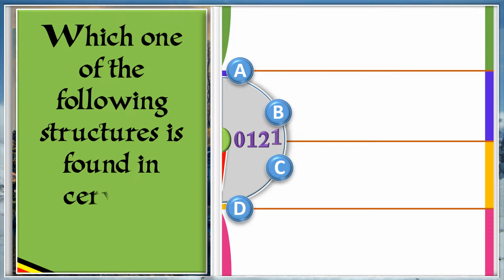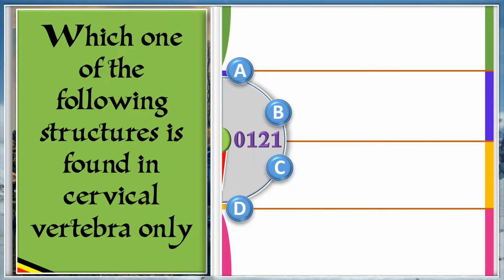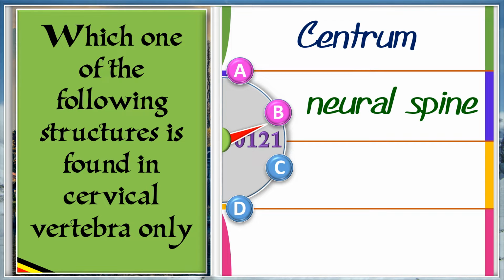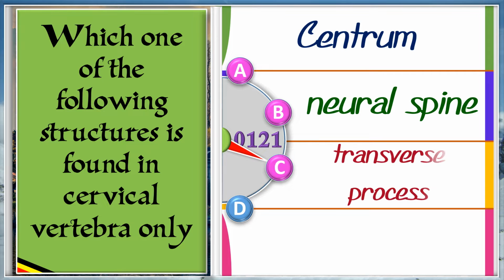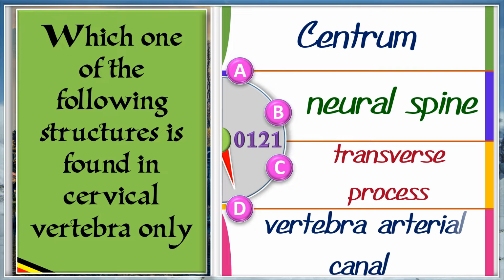Which one of the following structures is found in cervical vertebra only? A. Centrum. B. Neurospine. C. Transverse process. D. Vertebrarterial canal. And the answer is D. Vertebrarterial canal.